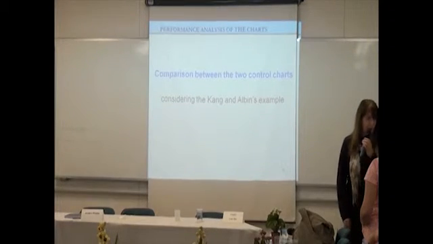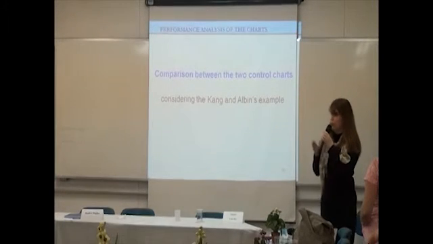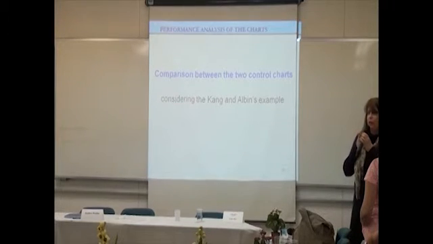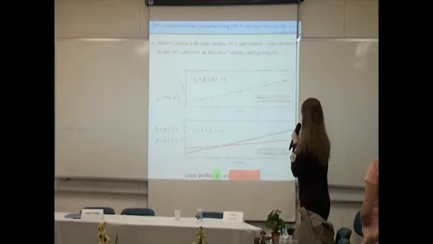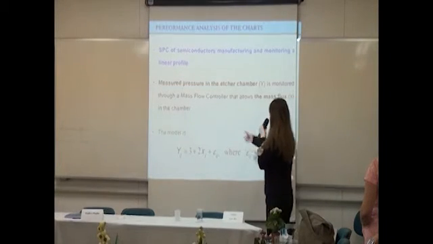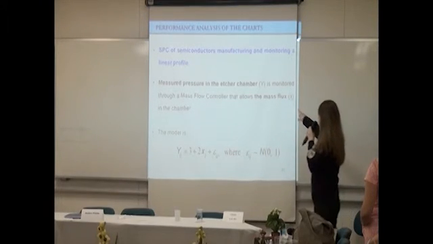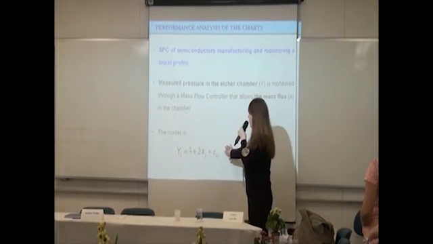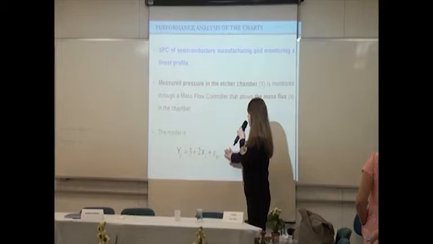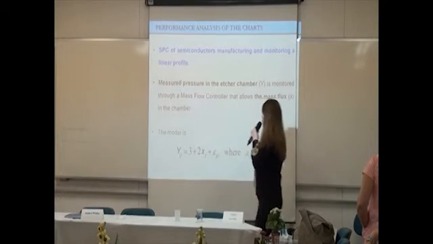É esse aqui. So, comparison between the two control charts, considering the Kang-Albin example. So we propose a chart. We'd like to compare that chart with the Kang-Albin chart. So Kang-Albin considers statistical process control of semiconductor manufacturing and monitoring a linear profile. The measured pressure in the etch chamber, Y, is monitored through a mass flow controller that allows the mass flux X in the chamber. The model in the article of Kang-Albin has the parameters beta 0 equal to 3 and beta 1 equal to 2.